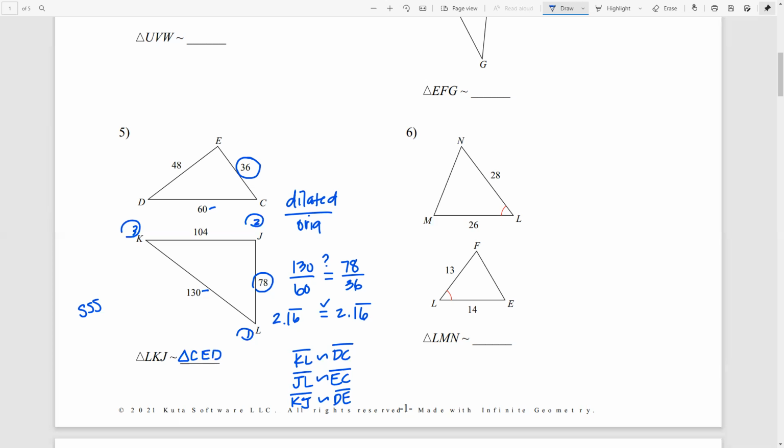So practicing where would we have these correct orders? How would we align those in our similarity statements?